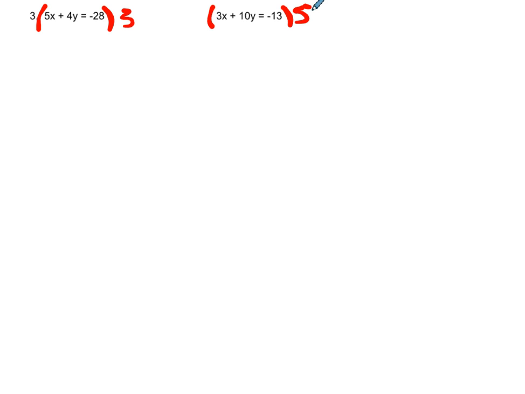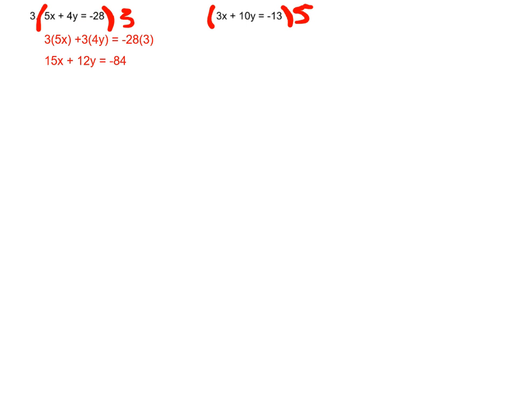And the reason I do that is I can then get a 15x and a 15x. So when I go through and I do that, I wind up getting 3 times 5x plus 3 times 4y equals negative 28 times 3. So when we're distributing, we have to distribute it to everything within those brackets, so every single term. So I get 15x plus 12y is equal to negative 84.